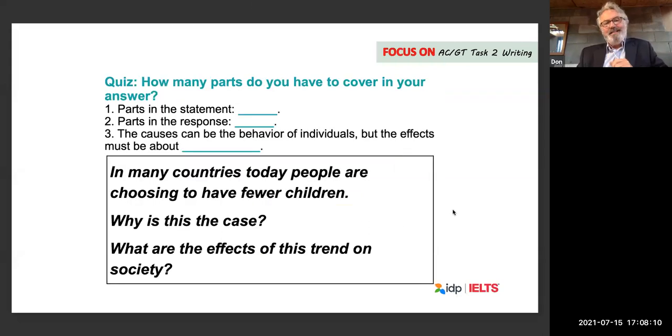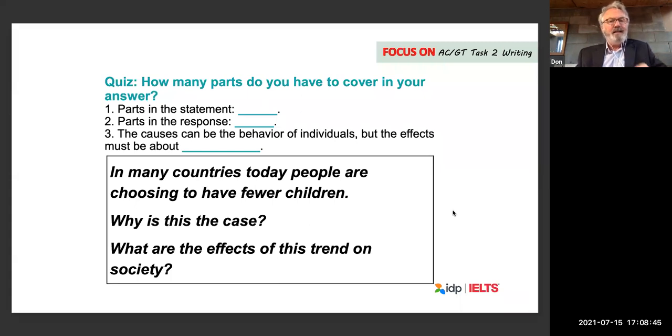Let's look at this task, which is a different one, and it's a simpler task. In many countries today, people are choosing to have fewer children. That is the statement. Then you are asked to respond by giving your opinion on 2 different things. Why is that the case? And what are the effects on society?